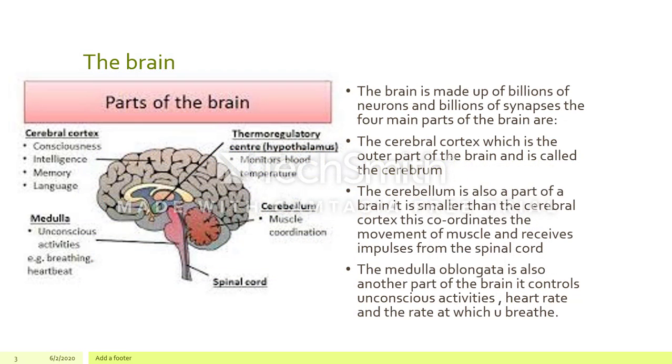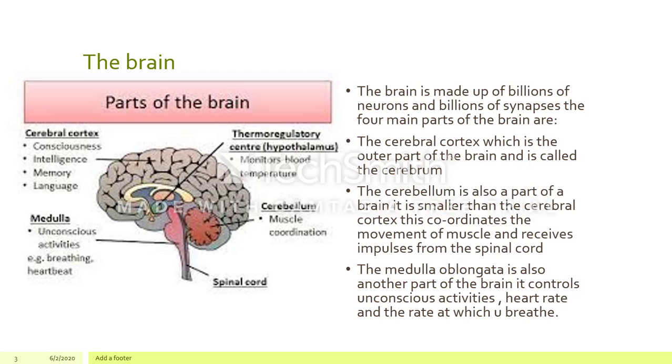So our second topic will be about the brain. On the left, you can see an image of the parts of the brain. The cerebral cortex, which is the outer part of the brain, is called the cerebrum, and it controls consciousness, intelligence, memory, and language. Also, the brain is made up of billions of neurons and synapses.